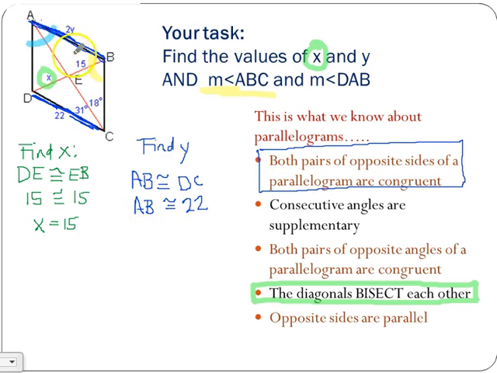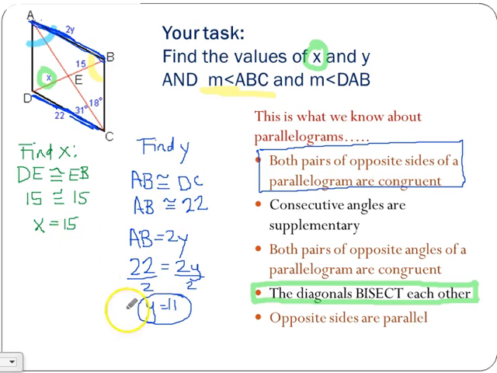So now we know that AB is equal to 2y, right? And we know the entire length of AB is 22. So if the entire length is 22, and we know that AB is represented by 2y, we just need to solve for y by dividing each side by 2. And we get y equals 22 divided by 2 is 11. So y would equal 11. So we've solved for y.